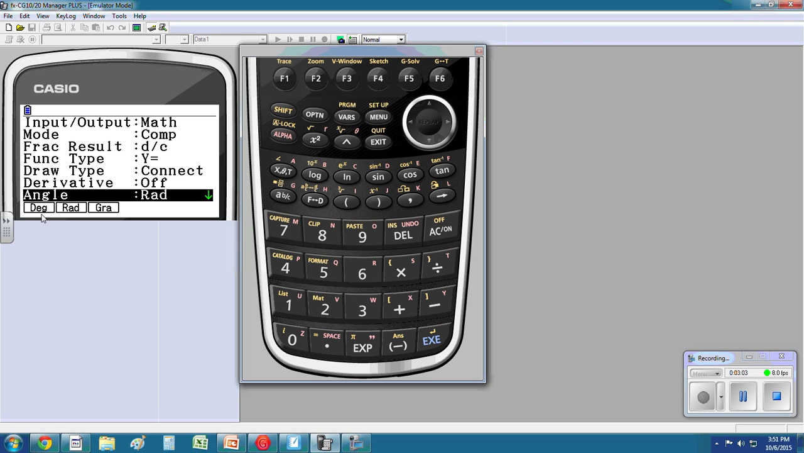Now if you notice, below degree is your F1 button. If you click the F1 button, it allows you to change rad to deg, which is short for degree. Remember, we measure angles in degrees in geometry.